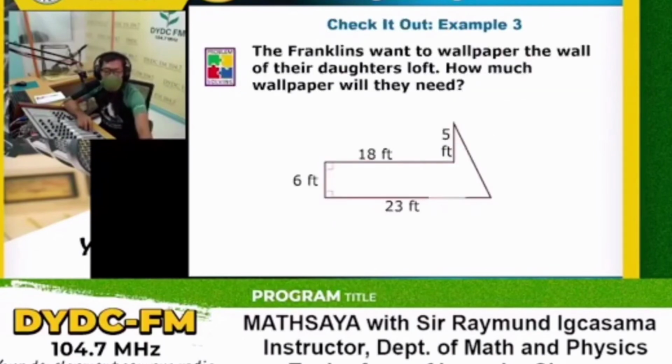Okay. So the Franklins, number 3. Now the Franklins want to wallpaper the wall of their daughter's loft. How much wallpaper will they need? So you can see on our figure, right? So we have the dimensions 18, 5, 23, and 6. Okay. So you can divide this, no? Upon observing our figure there, we can see that we can actually divide this irregular figure into two smaller figures, and these are a rectangle and a triangle. Okay.